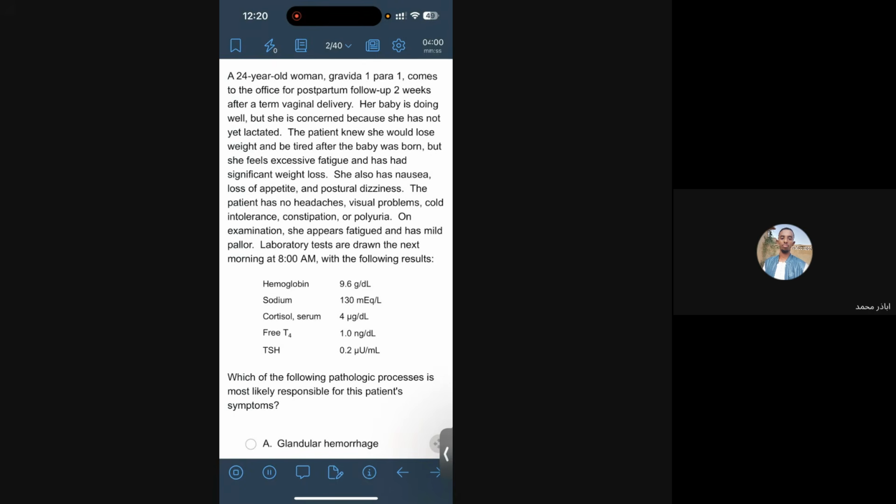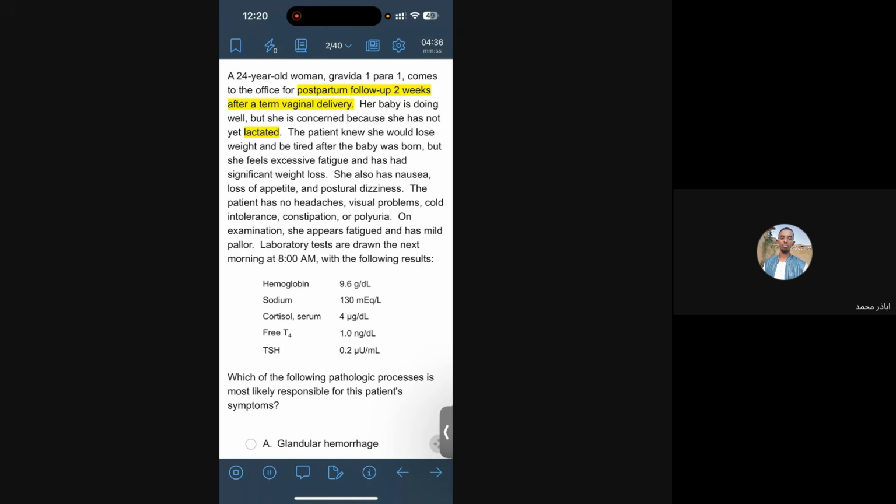See the patient. A 24-year-old woman comes to the postpartum follow-up 2 weeks after a term vaginal delivery. The baby is doing well, but she has come because she has not yet lactated.